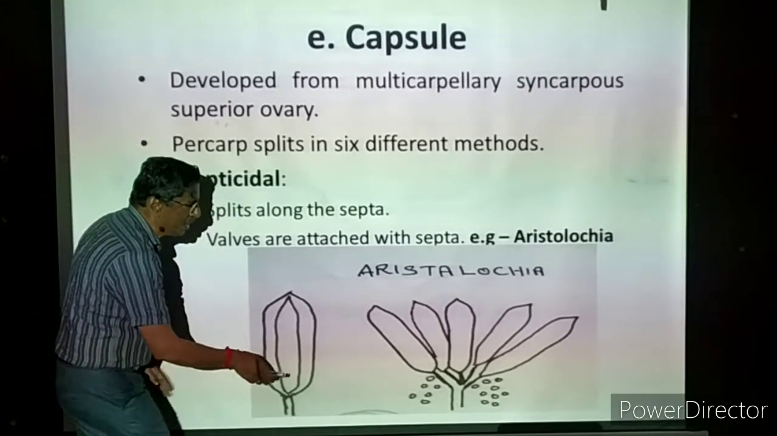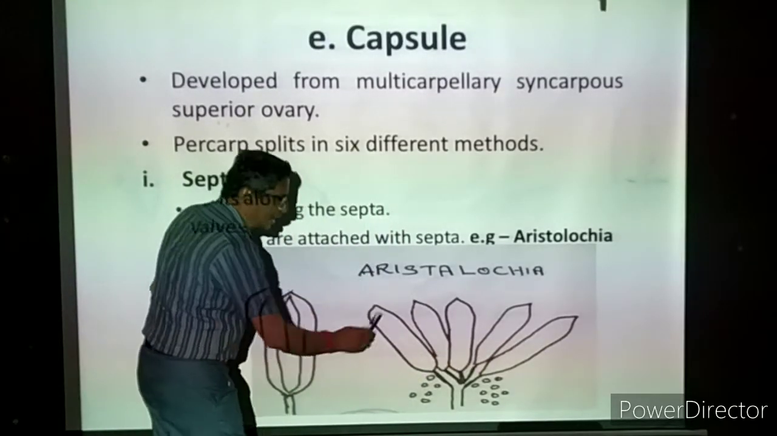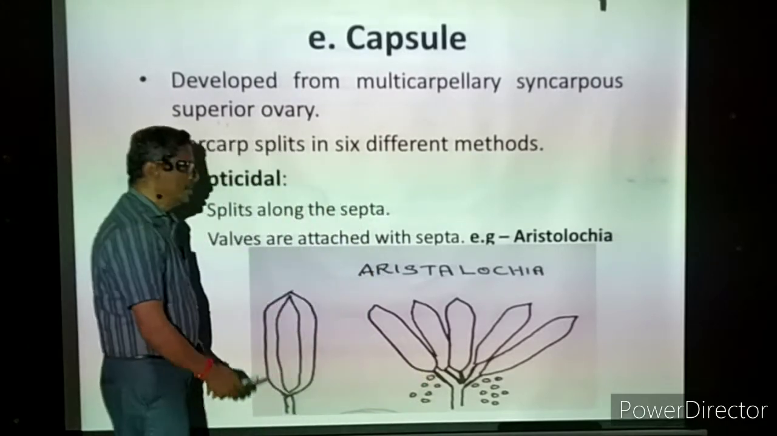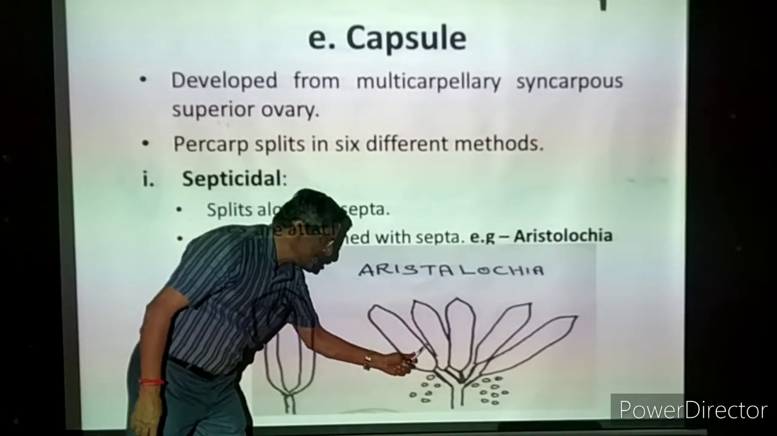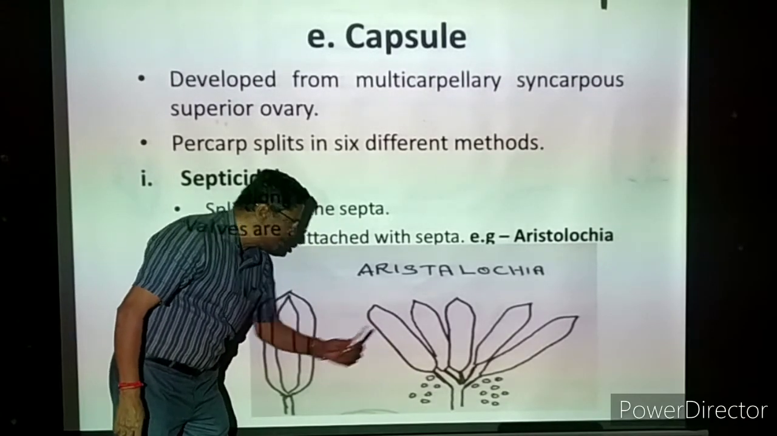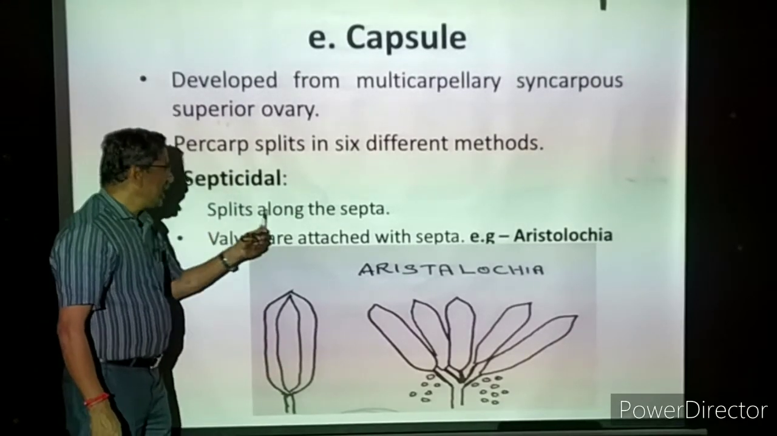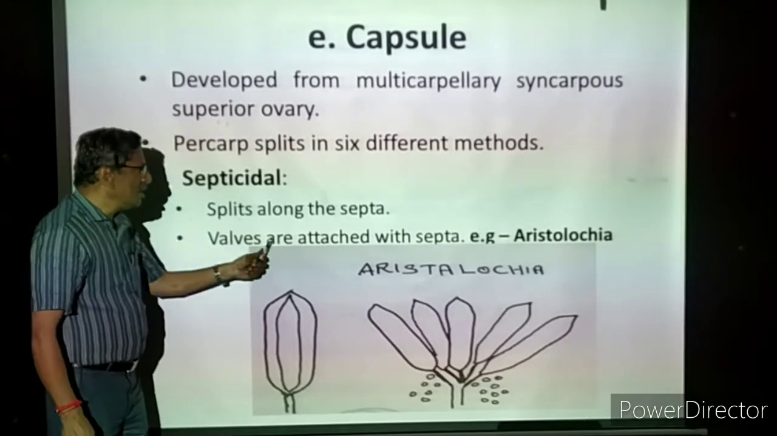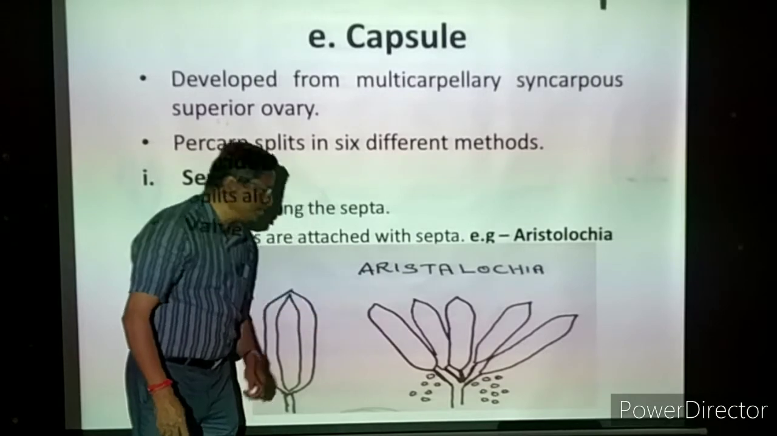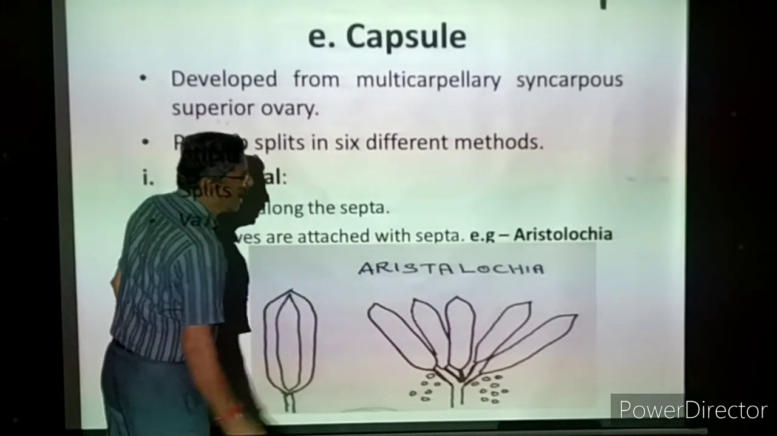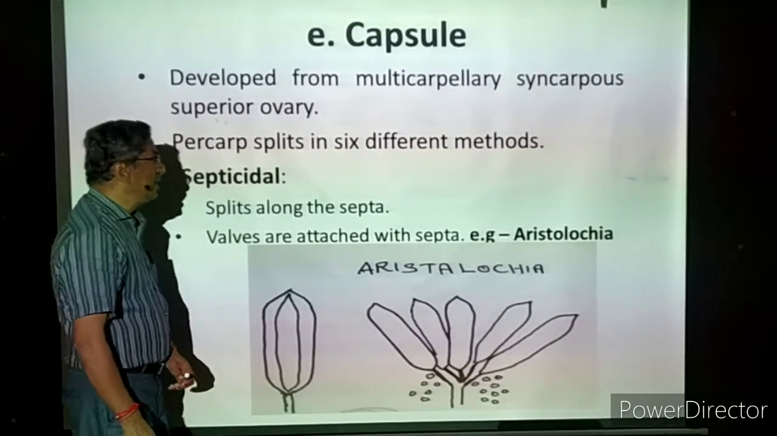So the valves are coming away. Now these are the 5 valves, the sides, coming out. At that time all the seeds are falling down. This is called septicidal because the bursting is taking place at the septa. Septa means where the 2 margins are fusing, where the corner folding is present. It splits along the septa, and the valves are attached with the septa. Example, Aristolochia is the best example for this type of dehiscence.